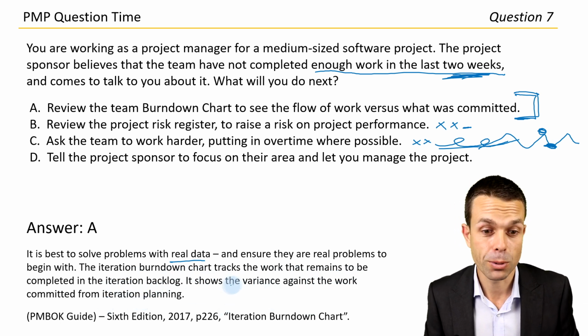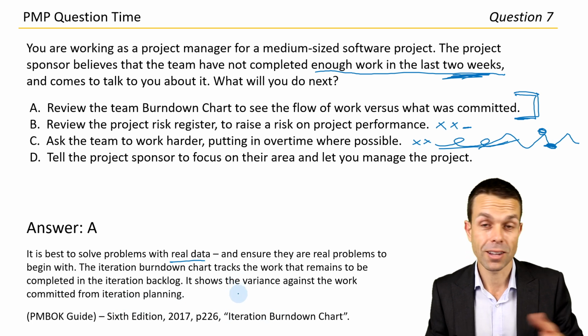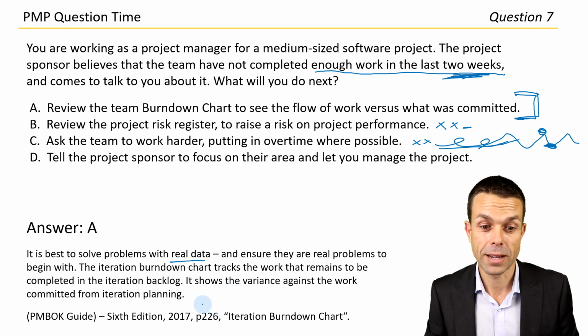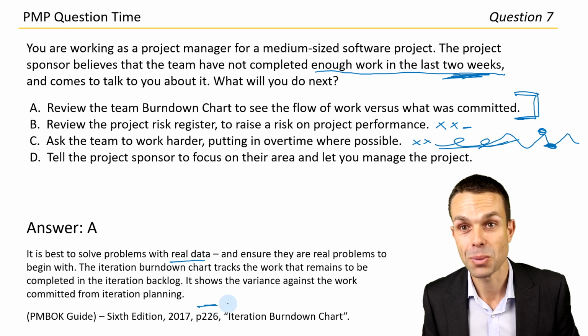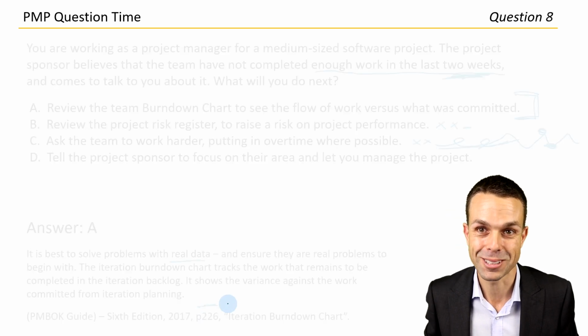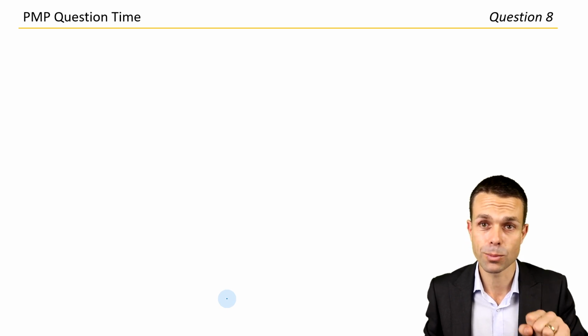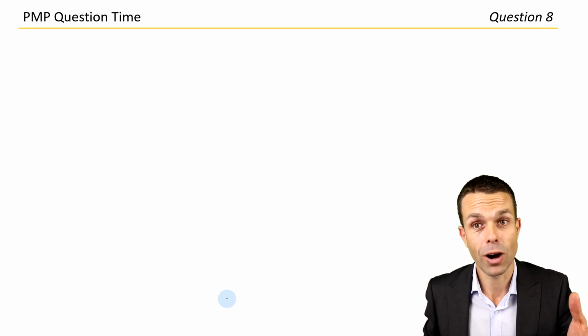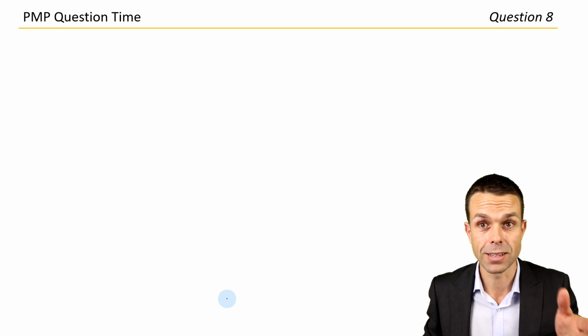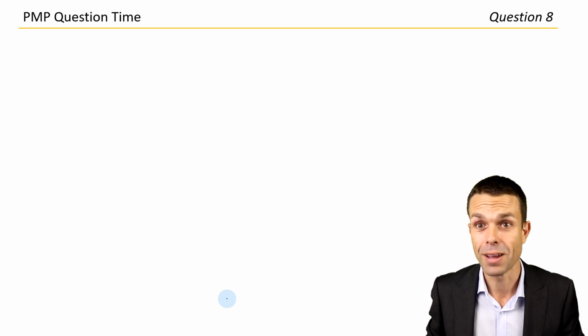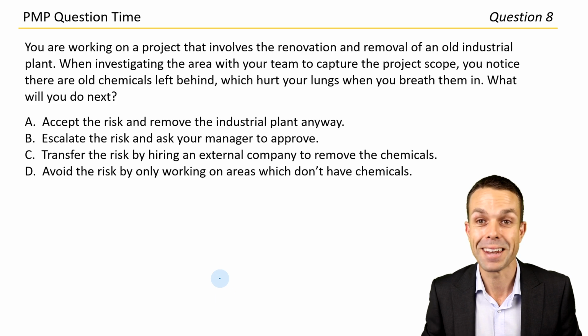And here it is in the PMBOK 6th edition. Again, like a few agile tools in there. Page 226, the iteration burndown chart, if you want to check that out for yourself. Great work. That was excellent. And a nice little bit of a different one. We can have hybrid projects with some agile tools and some waterfall tools at the same time. Very, very important. All right, next question.